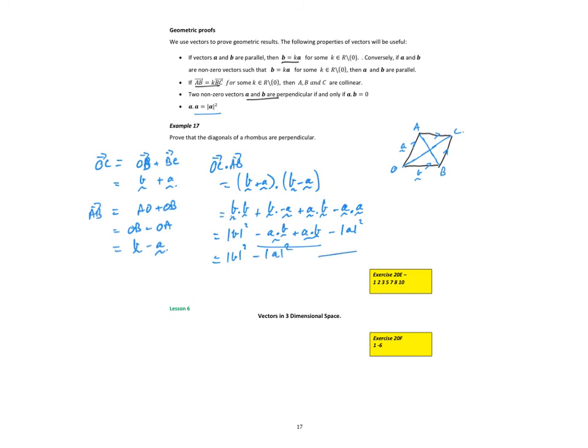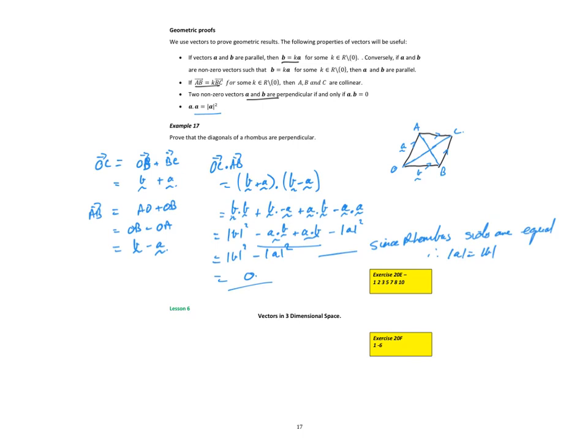Now, since it's a rhombus, all of our side lengths are equal, which means the magnitude of A is equal to the magnitude of B. So therefore, it's equal to 0. Okay, and so our vectors are perpendicular. So that's the kind of thing that we need to do. All right, so draw a shape, define some vectors, and then we make use of properties.